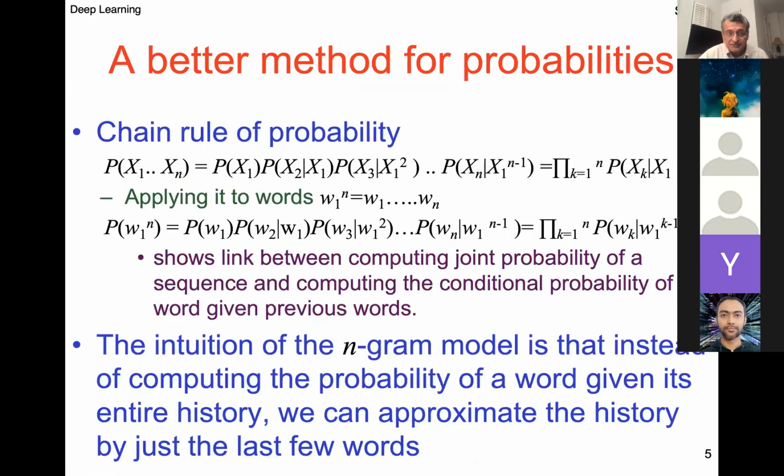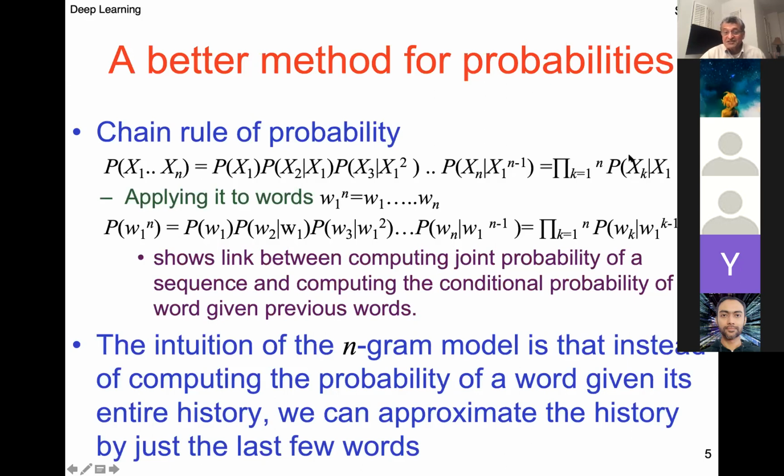That's where the idea of n-gram comes into play. So a better method for probabilities. We use for this the chain rule of probability. If you want to calculate the probability of a sequence P of x1 through xn, by simple probability, this is exactly equal to P of x1, then P of x2 given x1, P of x3 given x1, x2, all the way to P of xn given x1 through xn minus 1. We can write this as the product for k equal to 1 through n of P of xk given x1 through xk minus 1.